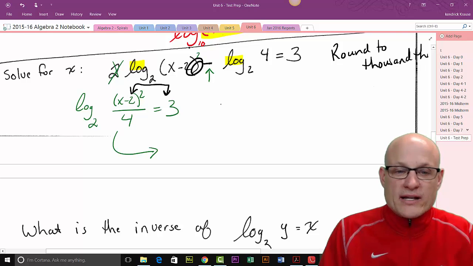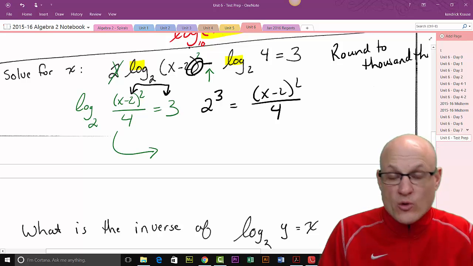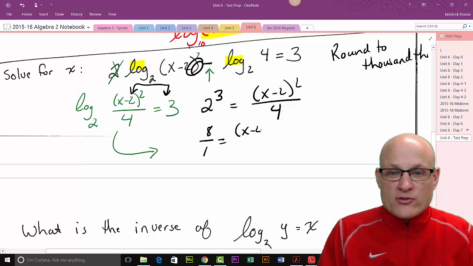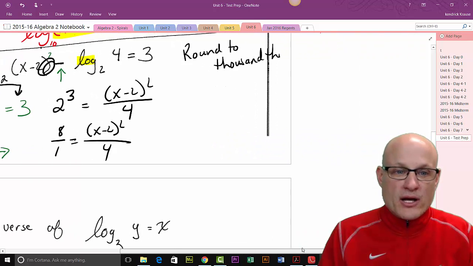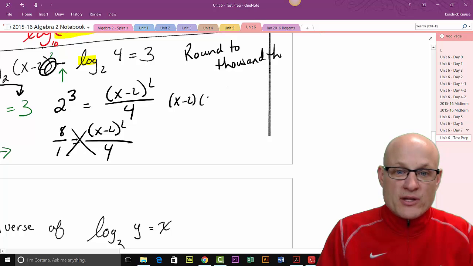So it's 2 cubed is equal to x minus 2 squared over 4. I just forgot the over 4. So what I have here is 8 over 1 equals x minus 2 squared over 4. We're going to cross multiply. Ka-ching, ka-ching. So I get x minus 2 times x minus 2 equals 32. X squared minus 4x plus 4 equals 32.